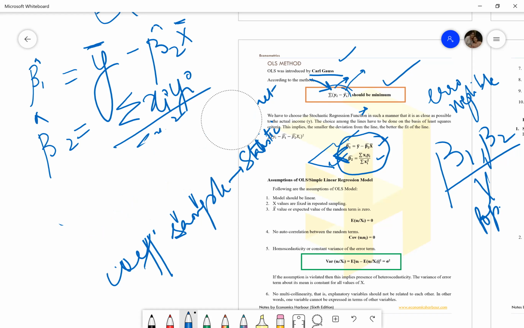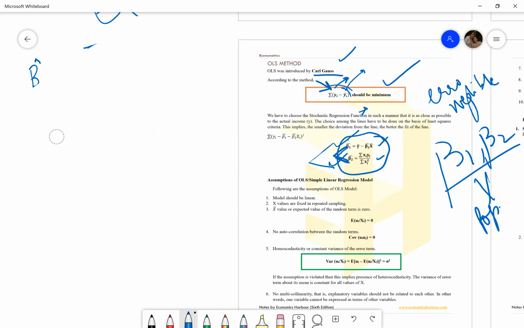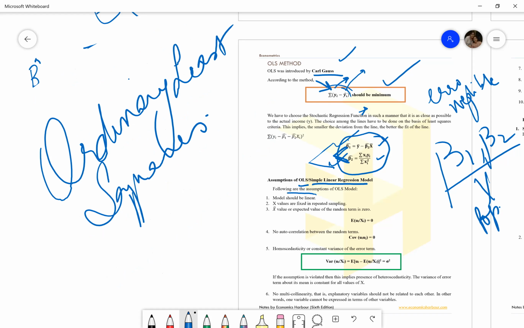So before moving on to the model, what are the assumptions we use in an OLS or simple linear regression model? OLS is nothing but ordinary least squares. And the first assumption here is that your model should be linear. If your model is non-linear in nature, you cannot apply OLS to it.